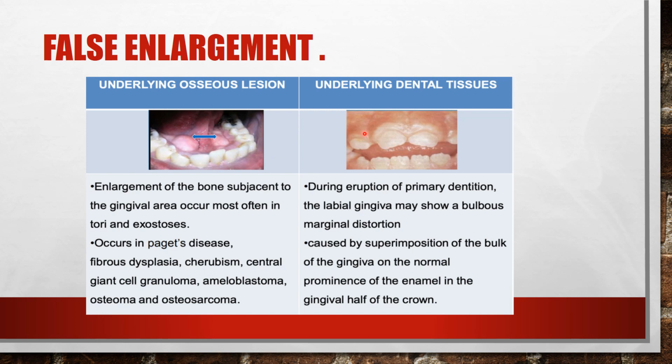The other one is underlying dental tissues. This is usually seen during the eruption of the primary dentition. The labial gingiva may show a bulbous marginal distortion. You can see it in this diagram. This is caused by the superimposition of the bulk of the gingiva on the normal prominence of the enamel in the gingival half of the crown.